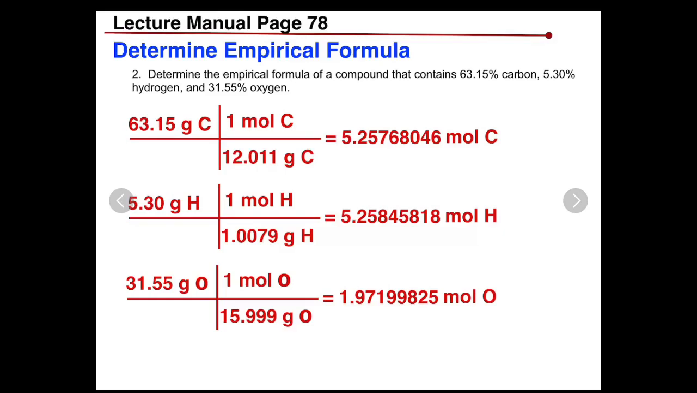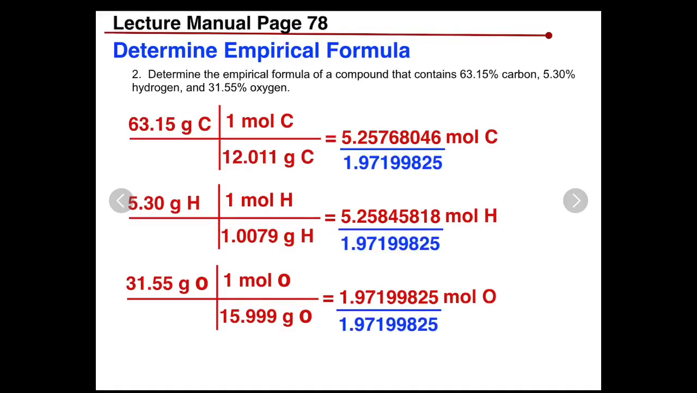In this case, the smallest number of moles is from the oxygen. So I'm going to divide all of these by the moles of oxygen, 1.97199.825. That way they are going to be the ratio per oxygen. So it's going to come out to be 1, and the others come out to 2.67 and 2.667.